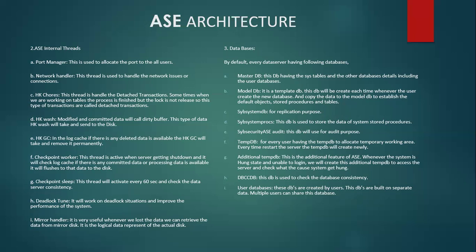What does detached transaction mean? Whenever we work on a table, the process is finished and the execution is finished, but the lock is not released on the table. This type of transaction is called a detached transaction, and it is handled by the HK core. HK wash: modified or committed data is called dirty buffer. HK takes this type of data and sends it to the disk. HKGC means garbage collector. If there is any deleted data in the log cache, HKGC takes it and removes it permanently.